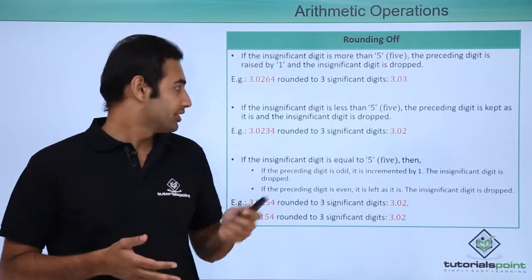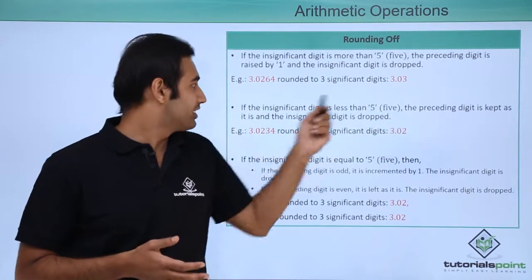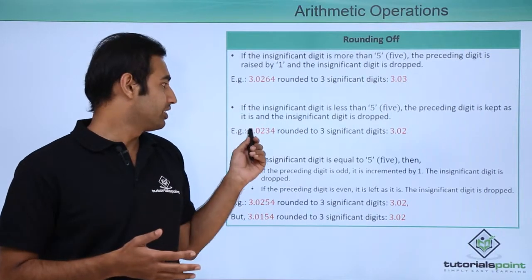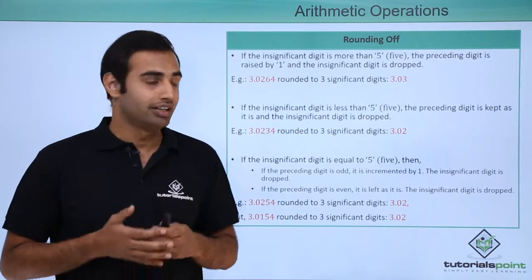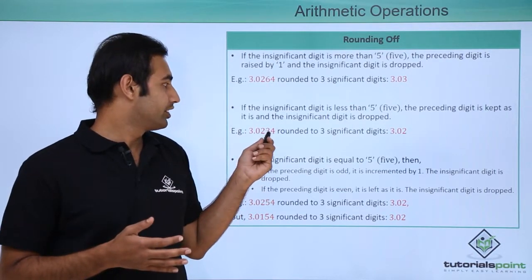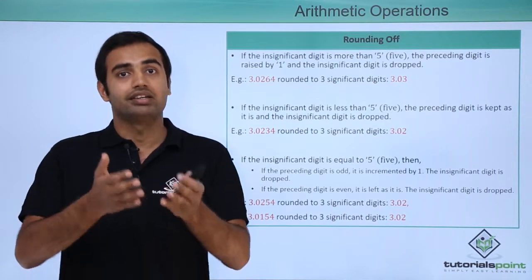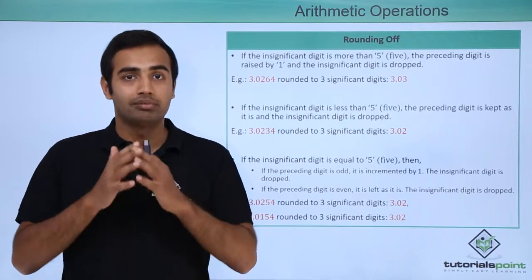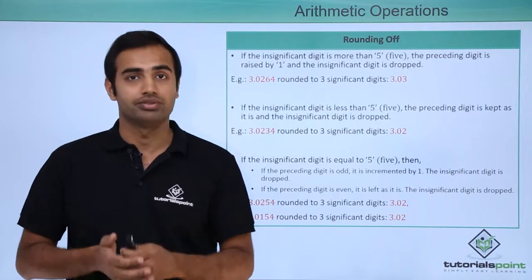The second rule says that if the insignificant digit is less than 5, the preceding digit is kept as it is and the insignificant digit is dropped. So over here 3.0234, if I have to round it off to 3 significant digits, the first insignificant digit in doubt is the number 3. If I see, the 3 is clearly less than 5, so it can simply be dropped without affecting the preceding digit at all. So rounding off this number gives me 3.02.